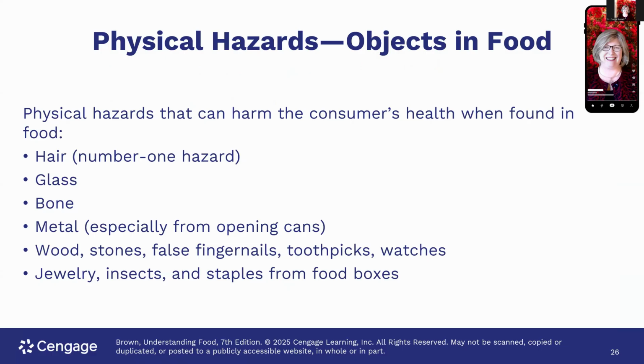These would be objects found in food that are not supposed to be there and can harm consumers' health. Hair is the number one hazard. Glass, bone, metal, especially when you open cans with a can opener, those metal shavings can fall back into the can. You have to be very careful there. Wood, stones, false fingernails, toothpicks, watches, jewelry, insects, staples from food boxes, and any other thing that is in the food that should not be there that can harm a consumer's health.